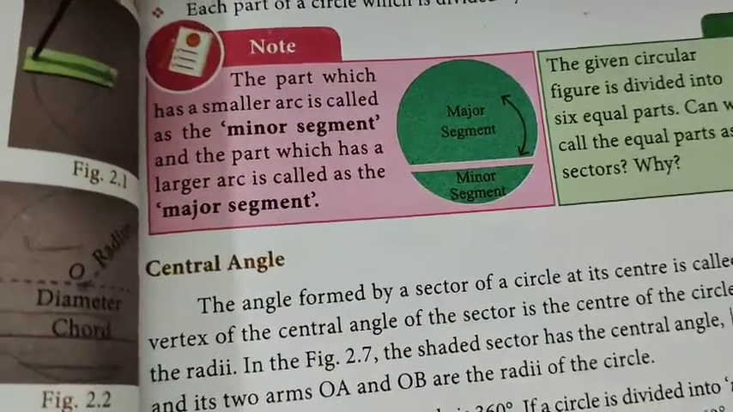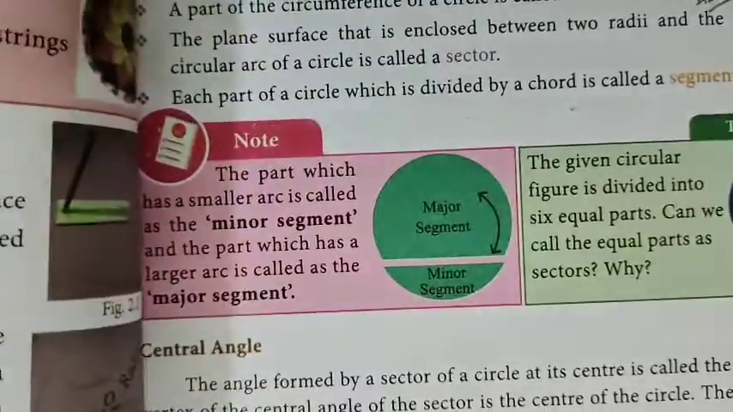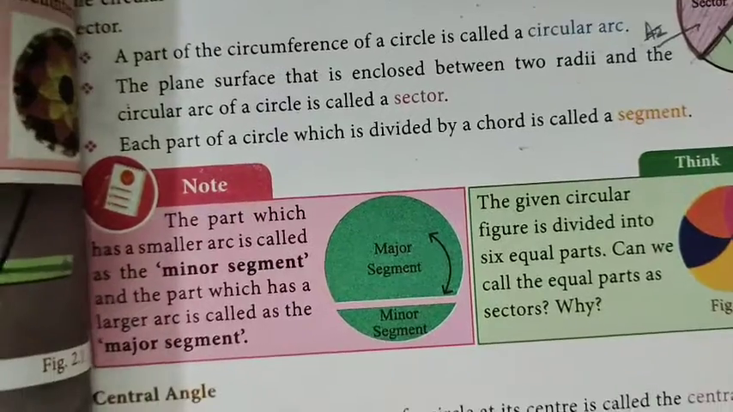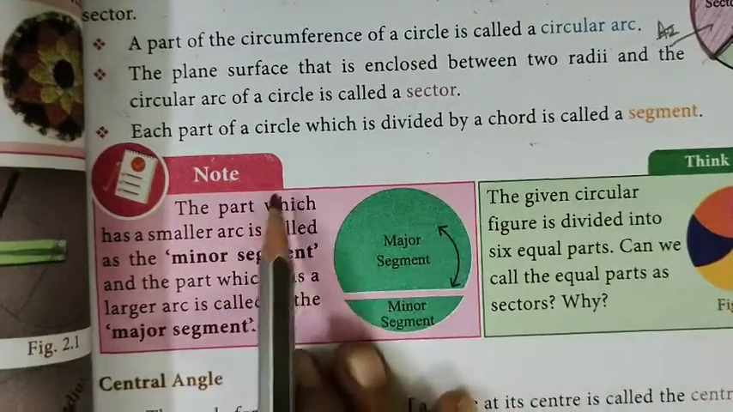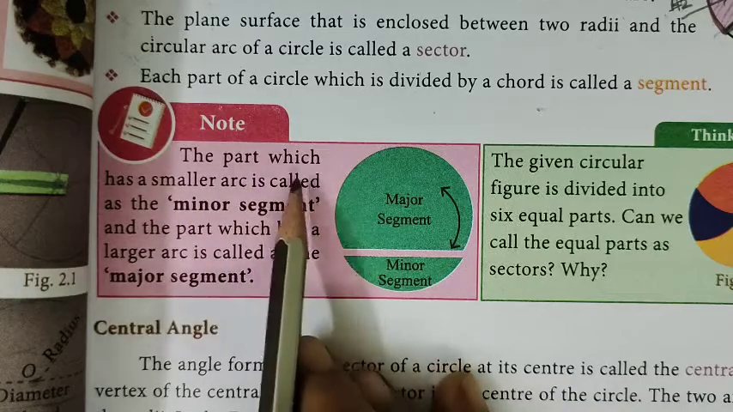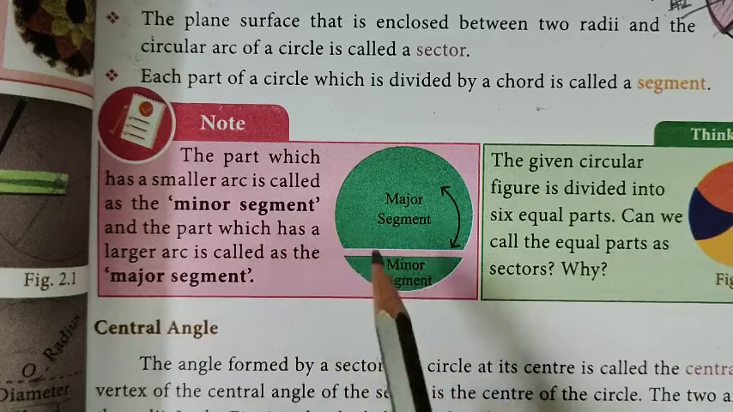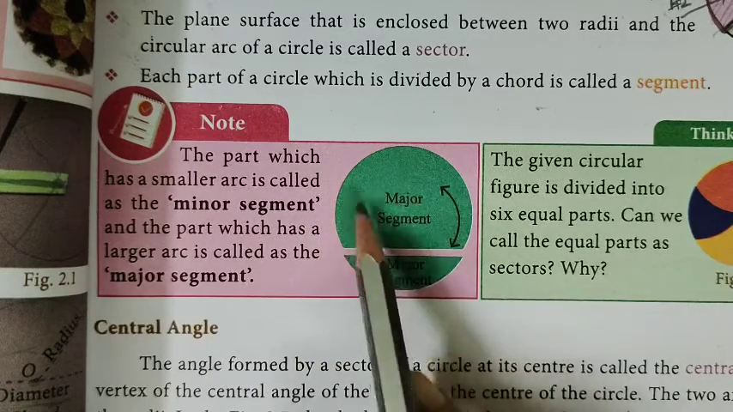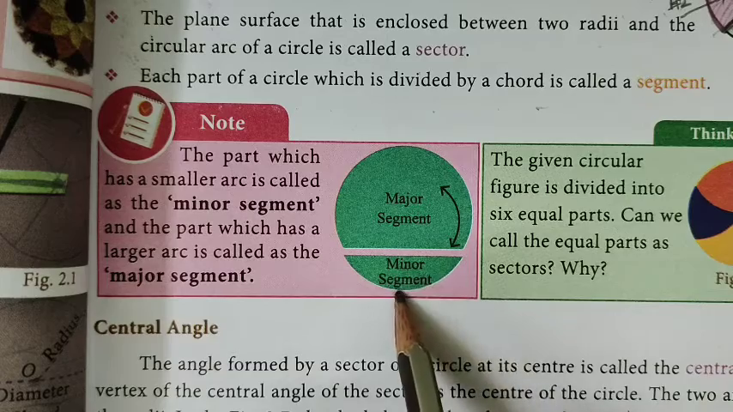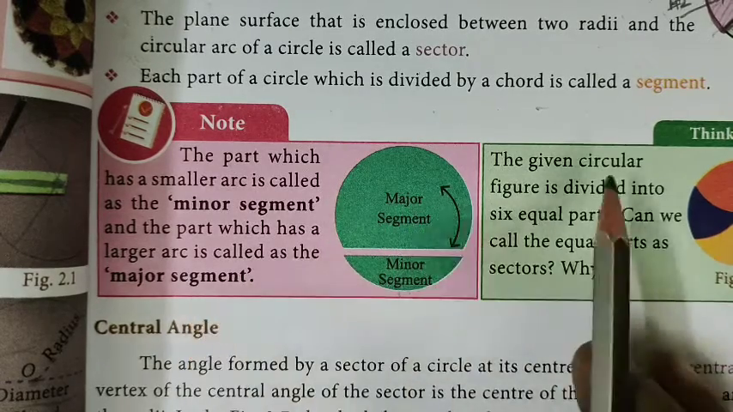In the last class, we covered circle, sector, definitions. Segment: note, the part which has the smaller arc is called the minor segment. This is the smaller arc. This is the larger arc. So this is the minor segment. Smaller arc is the minor segment, larger arc is the major segment. By the name itself we can understand.